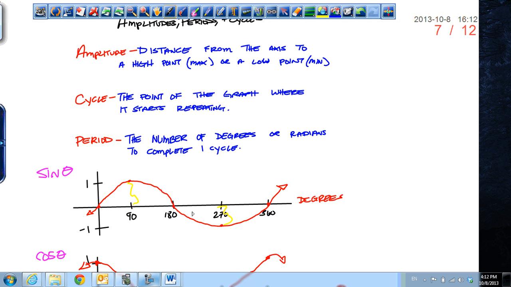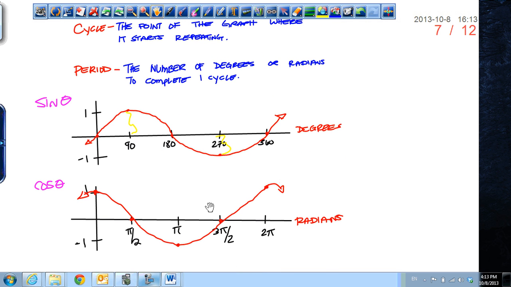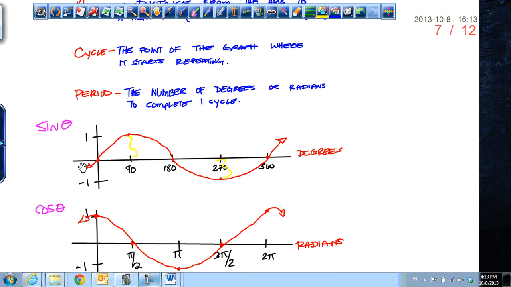Sine and cosine are periodic. So that means it just keeps going and repeating. And so period is the length of time or degrees or radians that it takes to complete a cycle. So the period would be 360 degrees for this one, or the period would be 2 pi for this one. That's how long it takes for sine and cosine to go through one complete cycle.